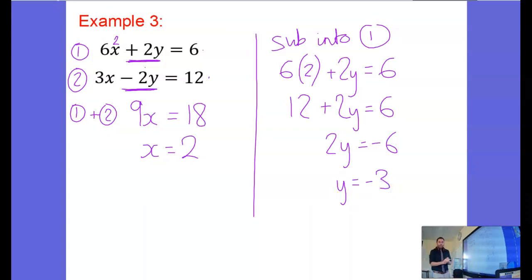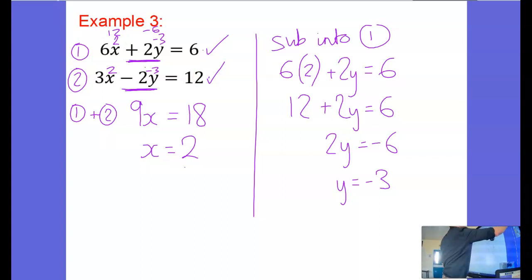One thing I forgot to do on the last one was to check my answers. So let's check our answers on this one. 6 times 2 is 12. 2 times minus 3, that's minus 6. So 12 minus 6 equals 6. It works. Check it for the next one. 3 times 2 is 6. Minus 2 times minus 3, that's plus 6. So we've got 6 plus 6 is 12. It works for that one as well.